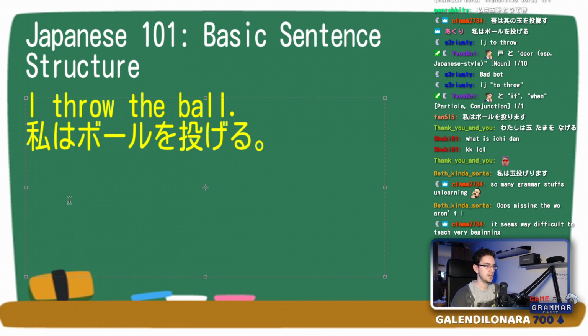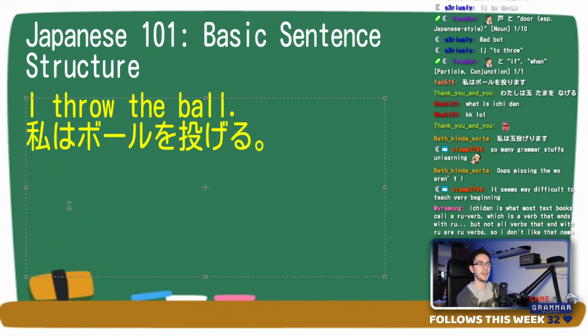Let's say you want to make the sentence... how are we going to do this? A simple one. For example... I throw the trash. No, you throw the trash. How about you throw the trash? You throw... Wait, no, let's do, throw away.